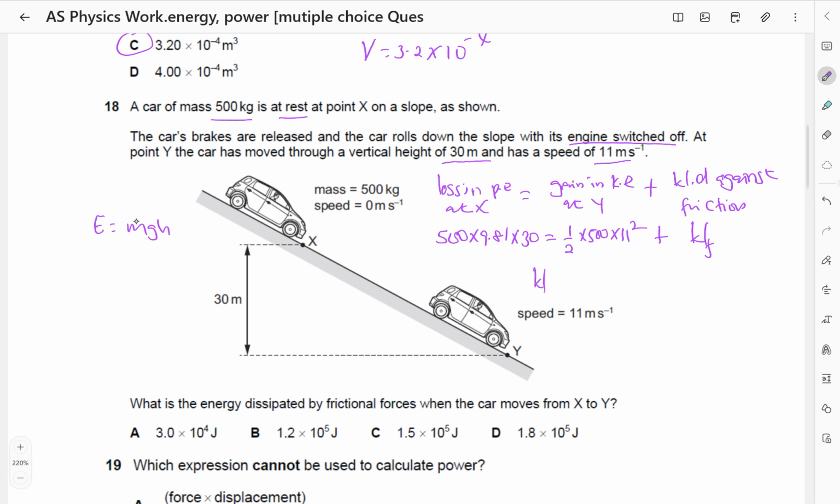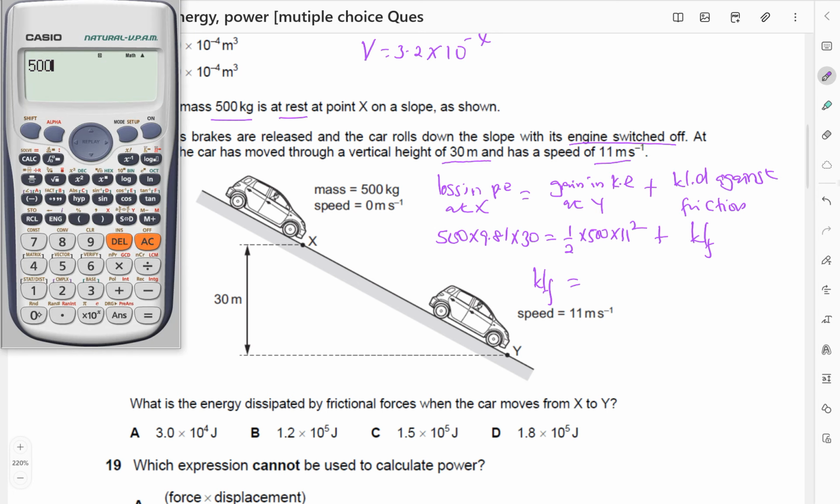So I want to find the work done against friction. I'll just check with my calculator. 500 times 9.81 times 30 minus 0.5 times 500 times 11 squared. So I'm getting 116,900.